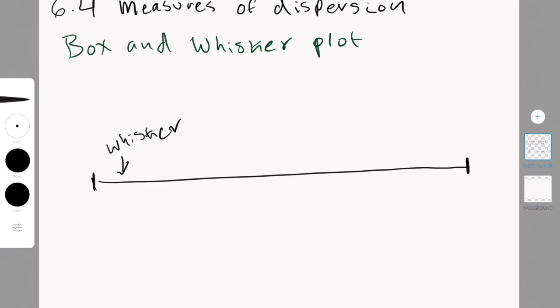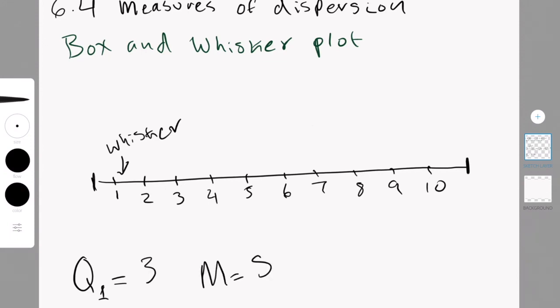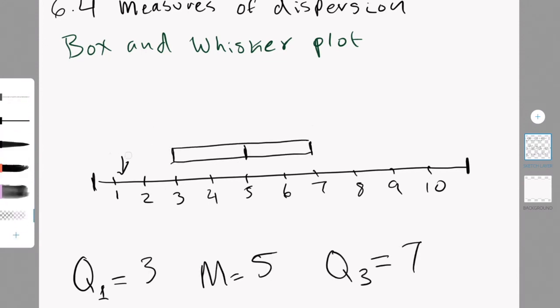So if we say that the lower quartile is 3, the median is 5, and the upper quartile is 7, then the box and whisker plot would look like this. You draw lines at the 3, 5, and 7, turn it into a box, and then add lines to the minimum and the maximum value. And that is it. That's all you need for a box and whisker plot.